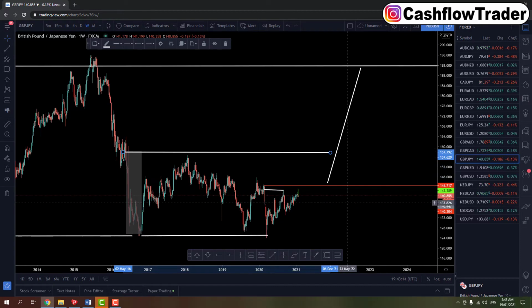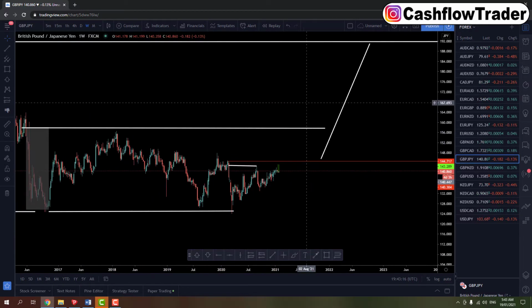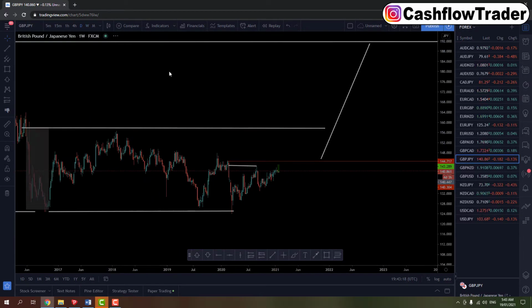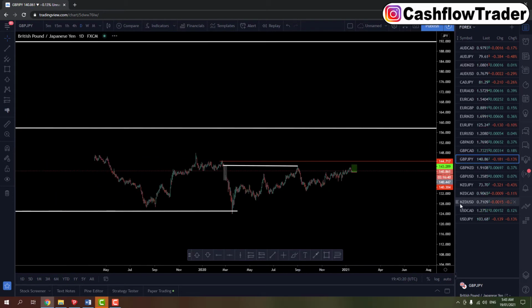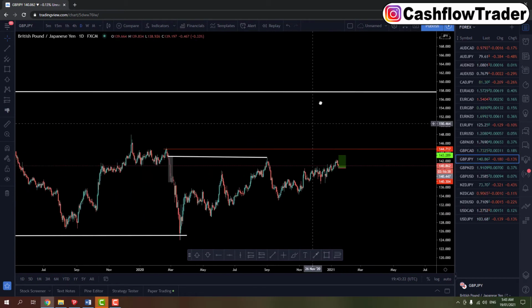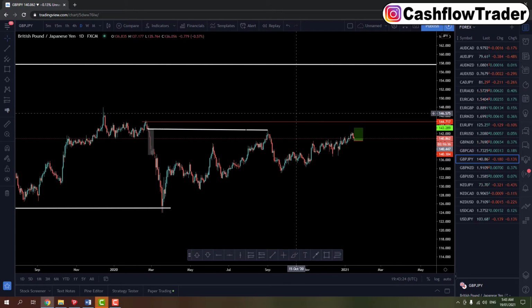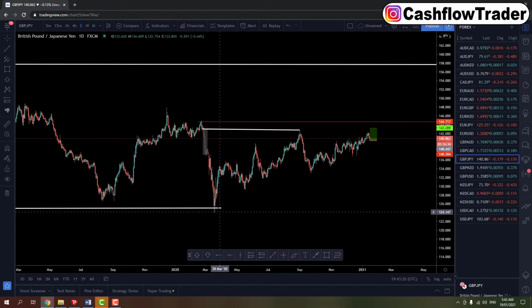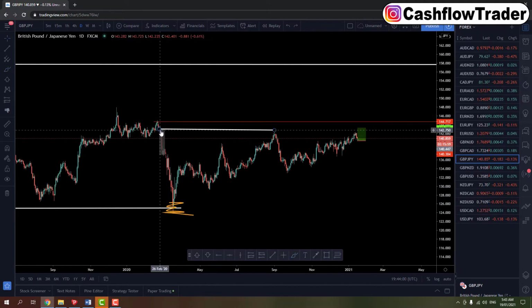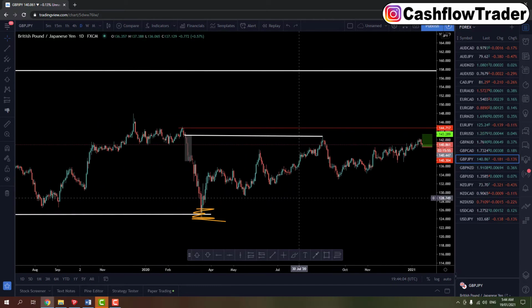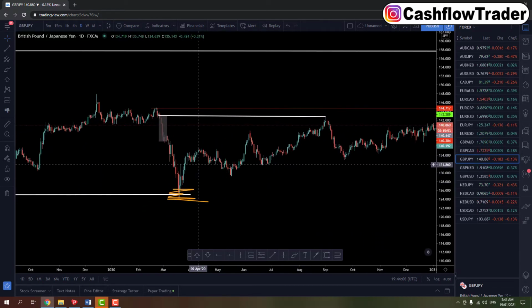Okay, so we are still on weekly. I'm going down to daily. So here in daily, that run down again, no new lower low. This is just a blip, so that's not a new lower low. Okay, this run here started here and ended here, and then there's another run that started at these levels here.